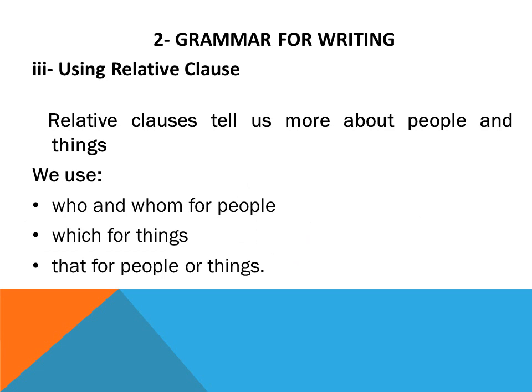The third item in our content regarding grammar for writing is the use of relative clauses. You have been introduced to this topic in the second module, so we are going to have a quick wrap up about the use of relative clauses. Relative clauses tell us more about people and things. We use who and whom for people, which for things, that for people or things. So, again, relative clauses give us more details about people and things.